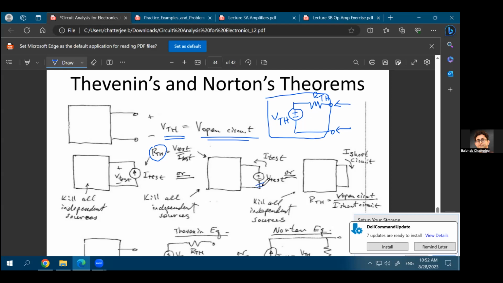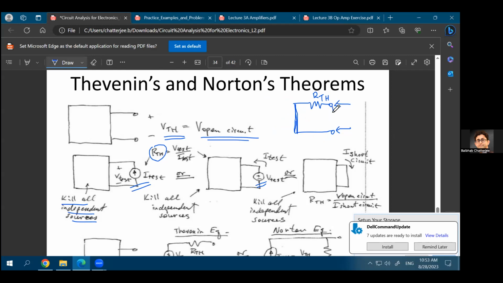So for example, here we are connecting a voltage source. Here we are connecting a current source. So you are trying to connect the voltage source or current source on the right hand side. But before doing that, you need to kill all the independent voltage sources that are inside this black box. What does it mean by killing all the independent sources? Is that if you have a voltage source, just short it out. So instead of having this voltage source, just short these two terminals.